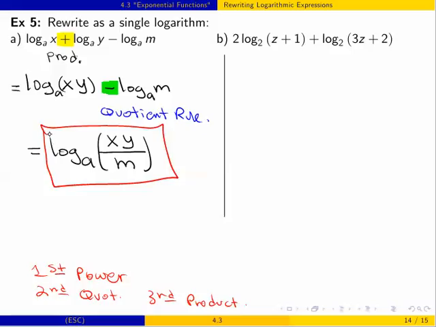Now for part B, notice there are these numbers multiplying the log. So this number 2, when we start condensing, we have to take this 2 and make it a power. So by the power rule, this will be equal to log base 2 of z plus 1 squared. For now we ignore this plus, so we have plus log base 2 of 3z plus 2.